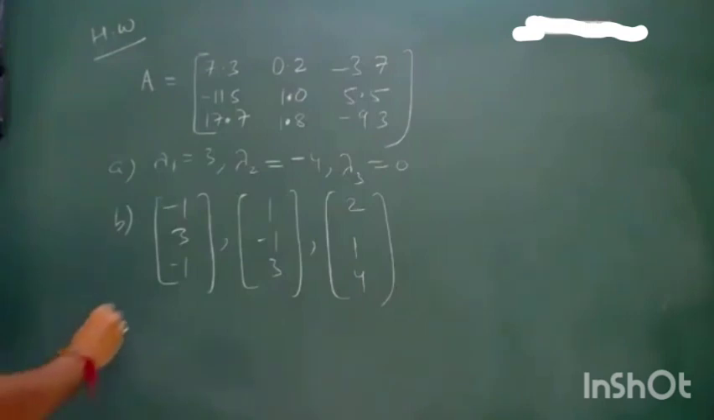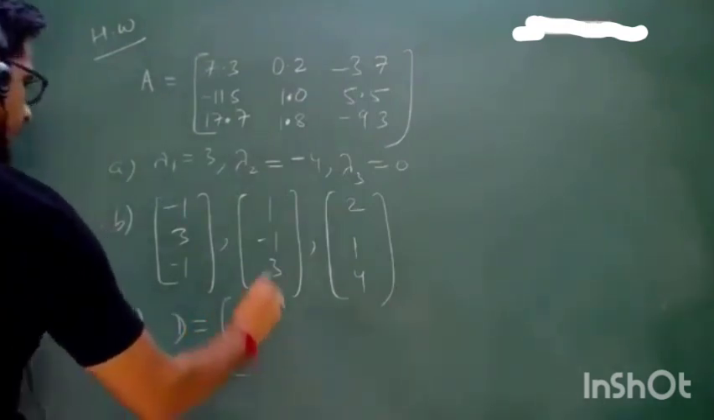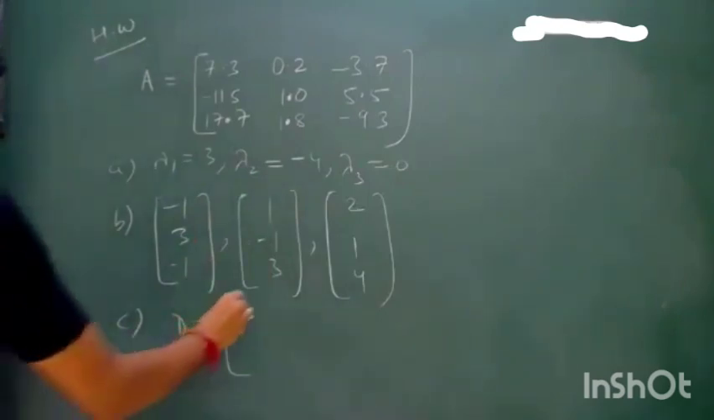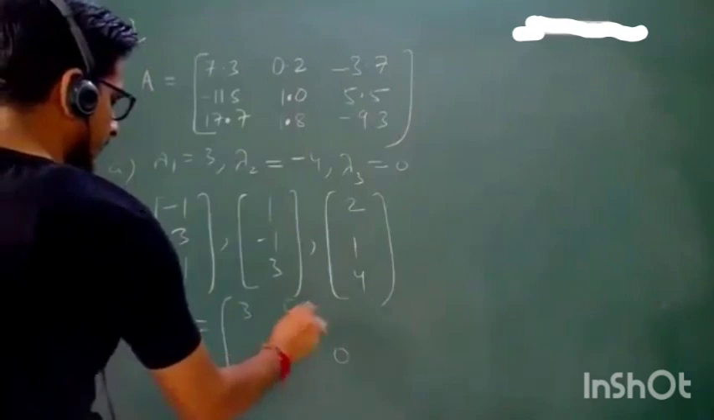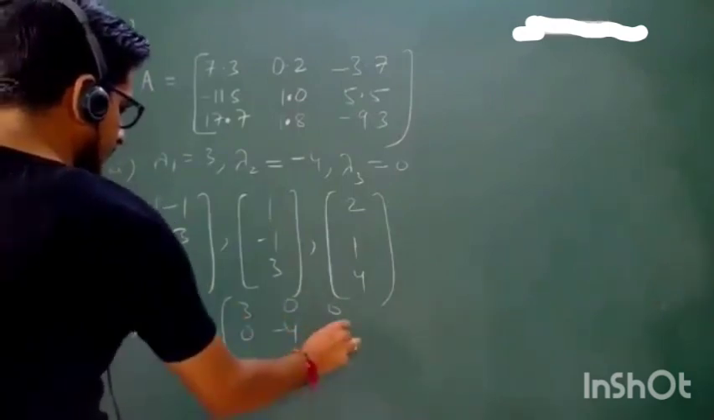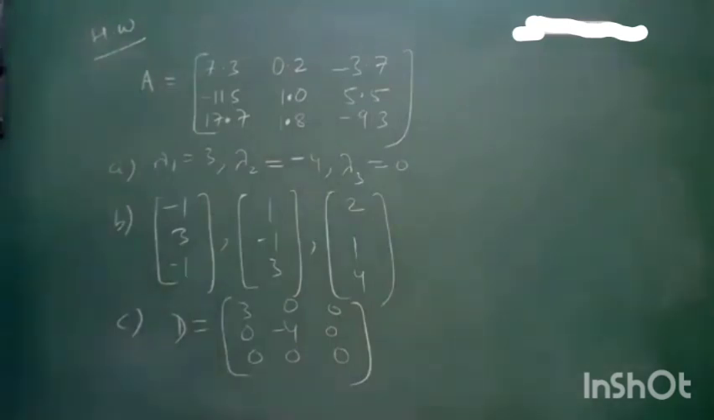And then C, the diagonal matrix will be, you know what will be the diagonal matrix. So 3, -4 and 0 will come here and it will become 0, 0, 0, 0 and 0. So this will be the diagonal matrix, okay? So do this. This will give you the complete understanding of everything.